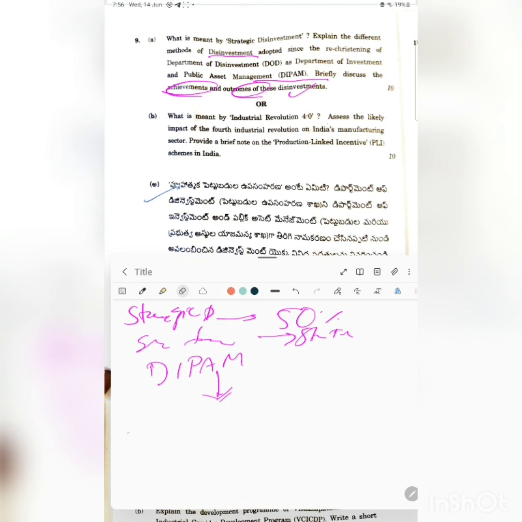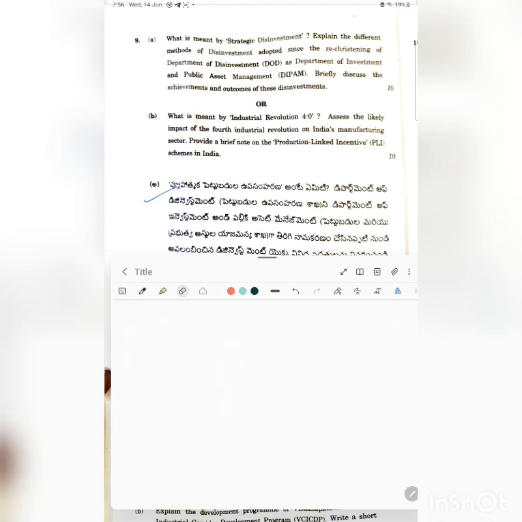And also, to write achievements and outcomes, you have to be very, very specific regarding disinvestment. So you need to know what has been achieved in terms of disinvestment targets. You need to know which of the following corporations have been successfully dealing with this, the outcomes of this disinvestment, whether they have been positive or negative, and the way forward. So that's why I simply ignored this question.